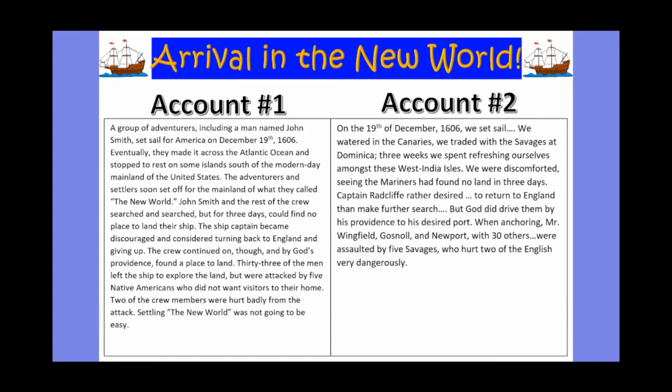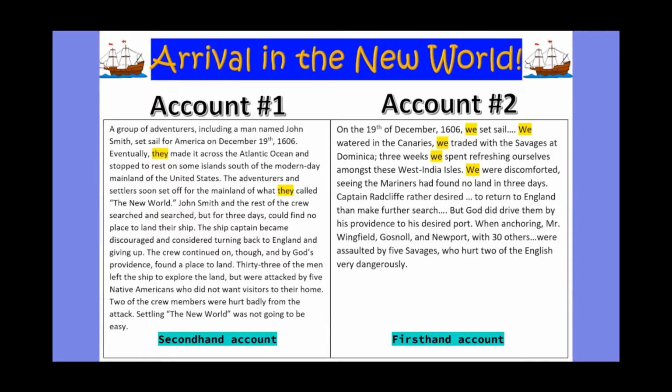All right, so let's take a look at my notes of what you would be doing. Our first passage, account number 1, is a secondhand account because our clue word, the one that I found, is they. They is the clue word for a third-person point of view. And our second passage, account number 2, is a firsthand account because the clue word that I found was we.